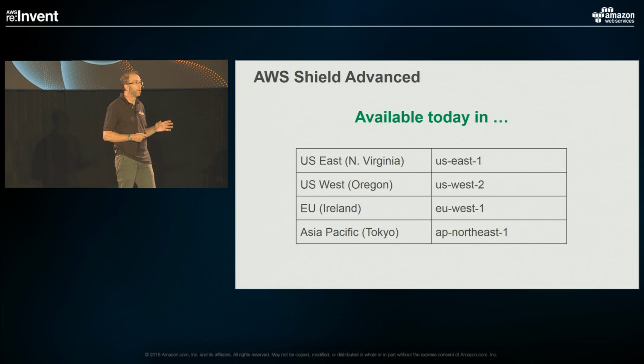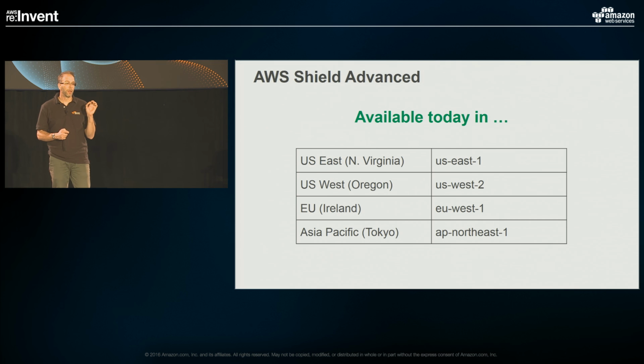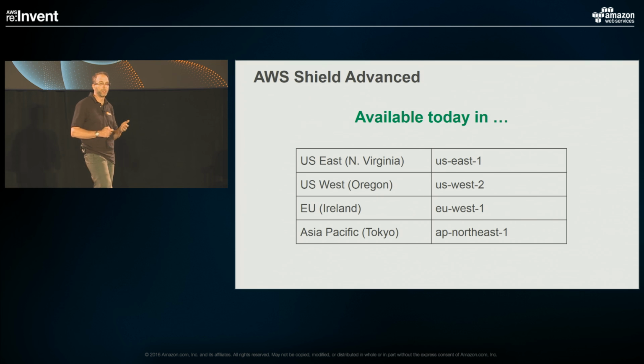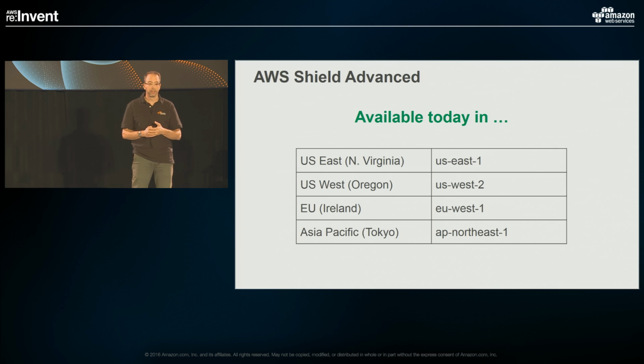And it's available, the regional aspects of that protection, so for your regional resources, your Elastic Load Balancing resources, either Classic or Application Load Balancer. For those, AWS Shield Advanced is available today in Northern Virginia, Oregon, Ireland, and Tokyo. And you will see us adding additional regions in the coming days as we continue to push out our reporting capabilities and a few of the other features to those regions.